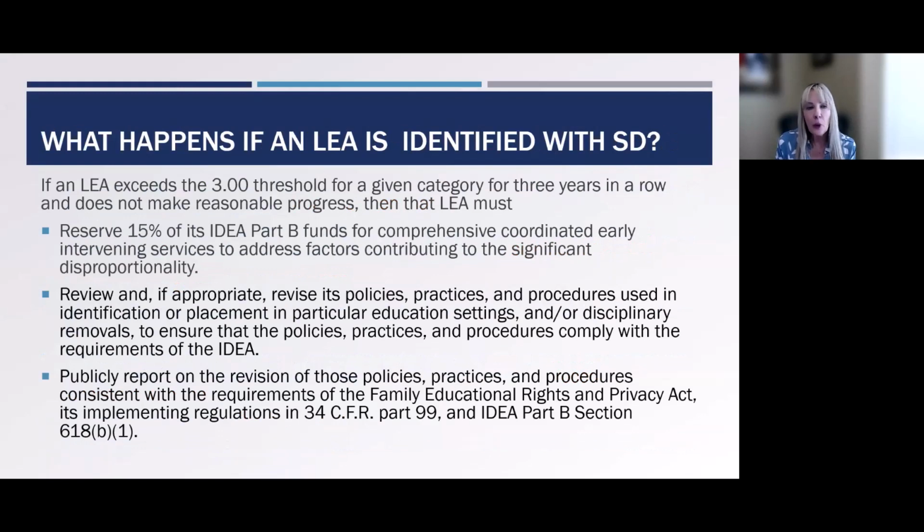So what happens if you are flagged for SIG-DIS? You have to reserve 15% of your IDEA Part B funds for comprehensive coordinated early intervening services. You have to review and, if appropriate, revise policies, practices, and procedures. And you have to publicly report out on the revision of these policies, practices, and procedures. So it's a big deal to be flagged for SIG-DIS.